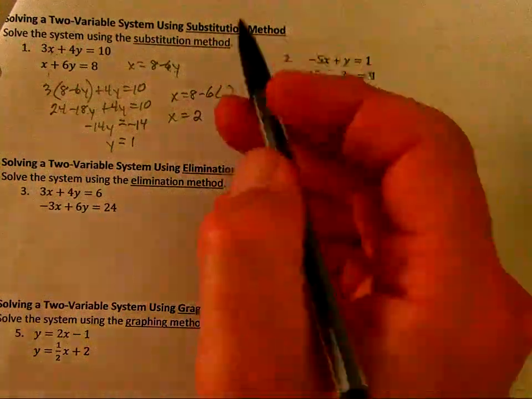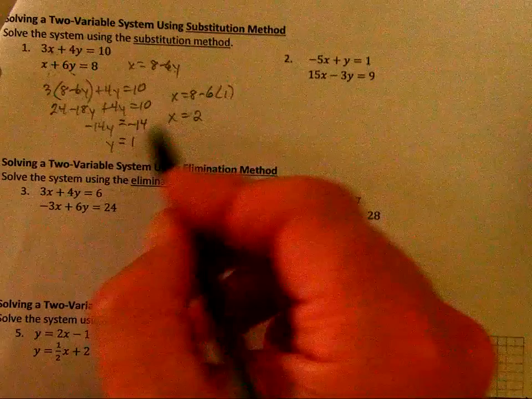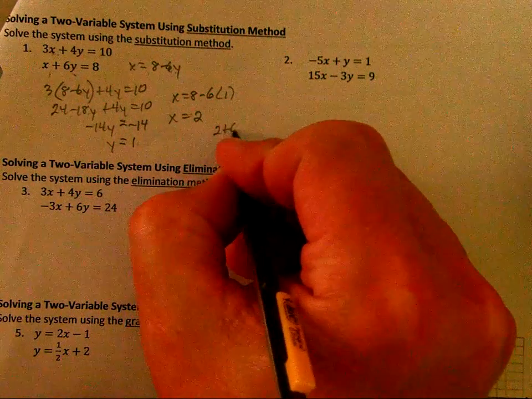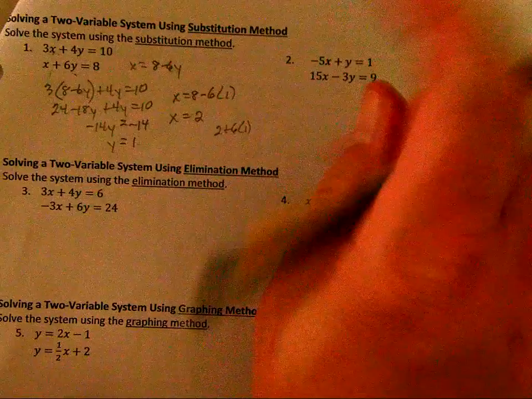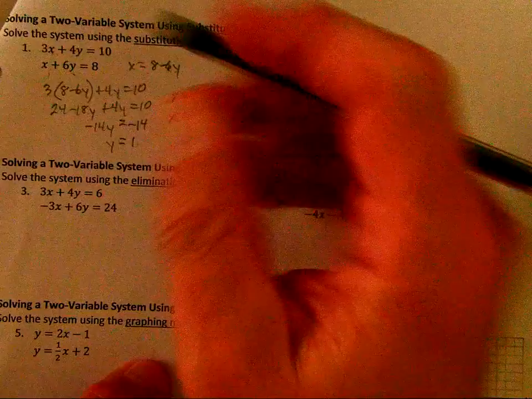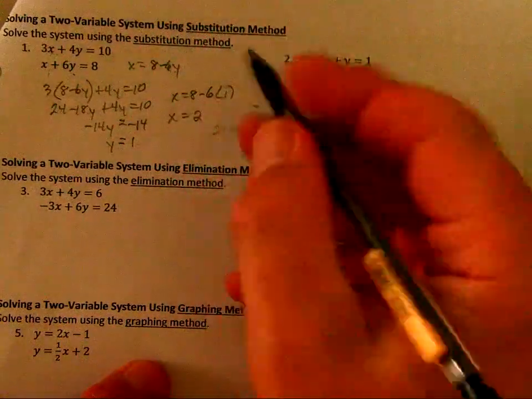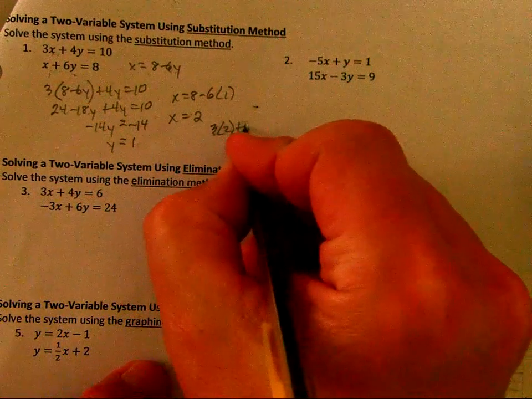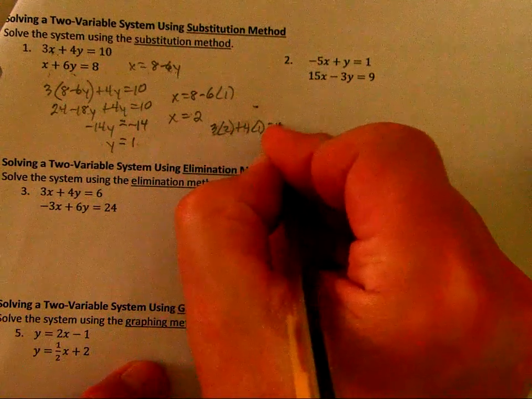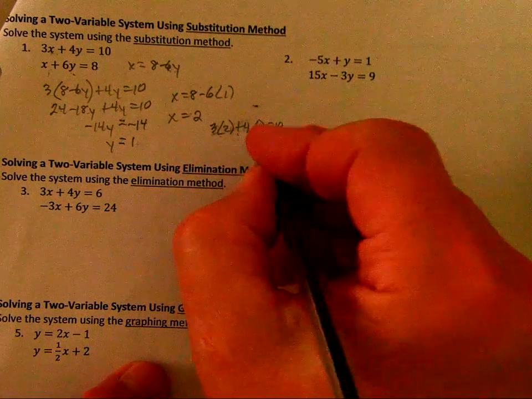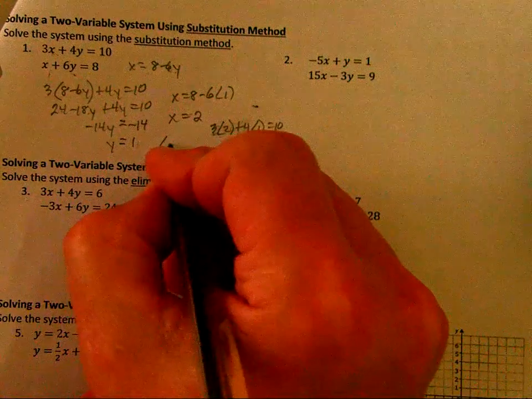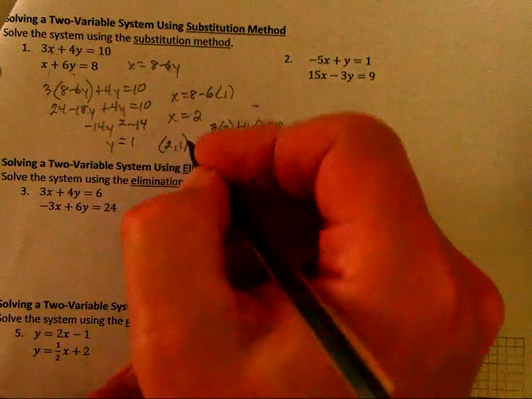If we want to check our answer, let's go to the other equation. Let's plug those in here. If we did that, we'd get 2 plus 6 times 1. Let's plug it into the first equation, since we used the second one. We have 3 times 2 plus 4 times 1 equals 10. Well, that'd be 6 plus 4 equals 10, so it checks out. So our answer is the ordered pair (2, 1), x, y.